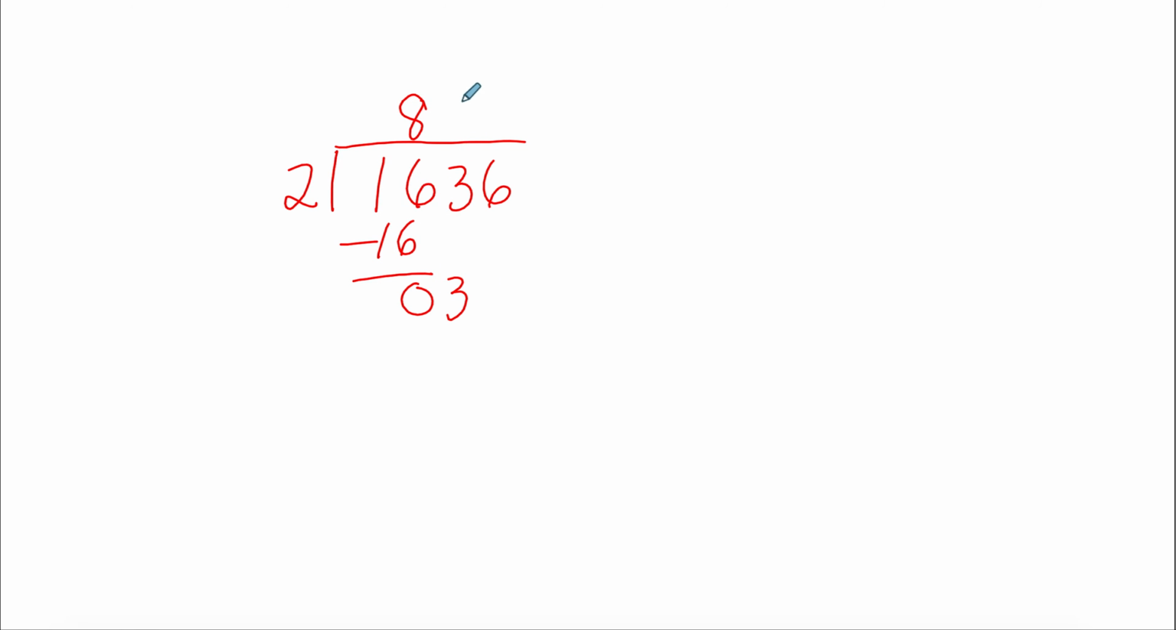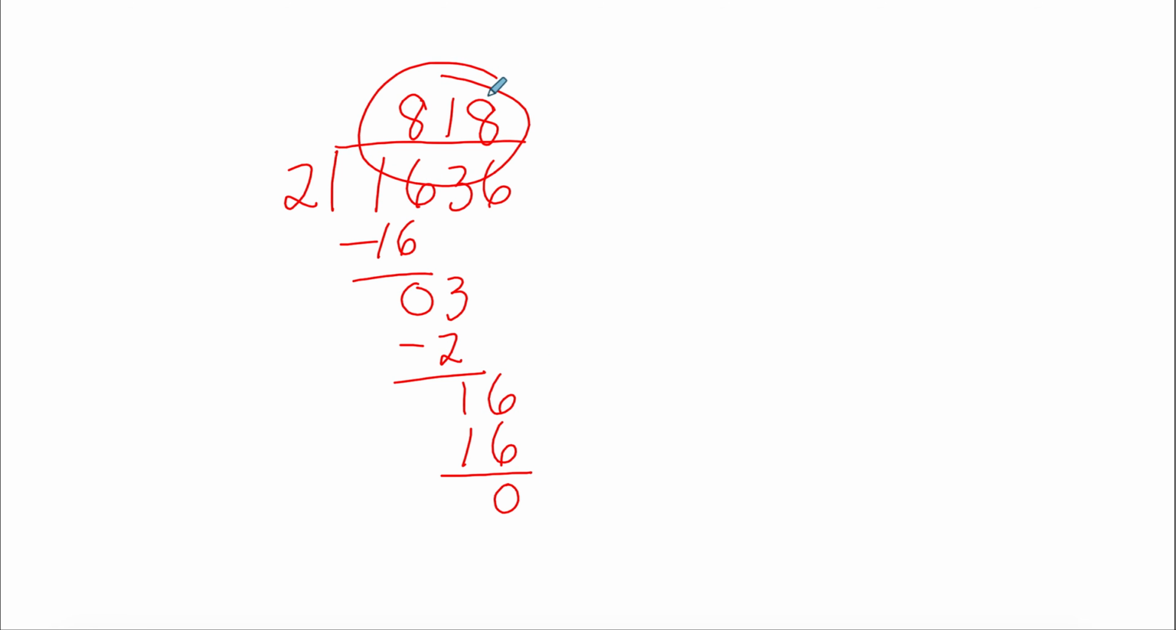So in my space here, 1,636 divided by 2. 16 divided by 2 is 8. Bring down my 3. 3 divided by 2 is 1. And then 16 divided by 2 is 8. So they are going to need to raise $818.